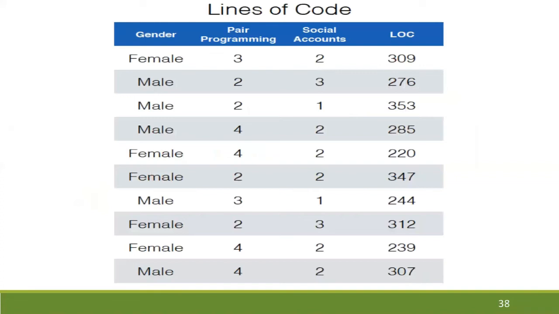Because in the data science world, I think there's a lot of terminology behind as well. So let's understand and clarify the terminology. Let's say I have some data, which is lines of code written by an individual, and I have 3 columns: gender, pair programming, like 2 people sitting and programming, and how many social media accounts they have. And this is lines of code.